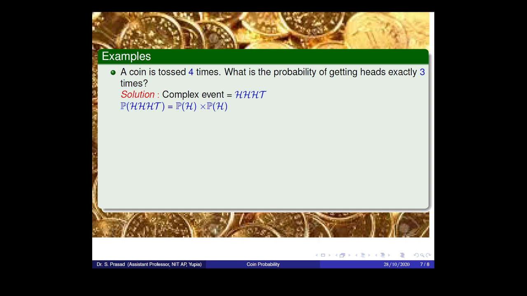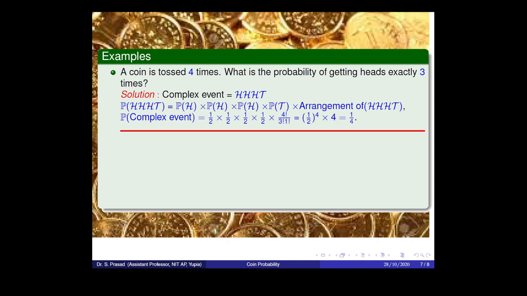Here the probability of H into probability of H into probability of H into probability of T into arrangement of HHHT, and then we write the particular values: probability of H is 1 by 2, probability of H is 1 by 2, probability of H is 1 by 2, into probability of T is 1 by 2, into arrangement of HHHT. Here it is 4 factorial upon 3 factorial, and after calculation we get the value equal to 1 by 4. Now we move for the next question.